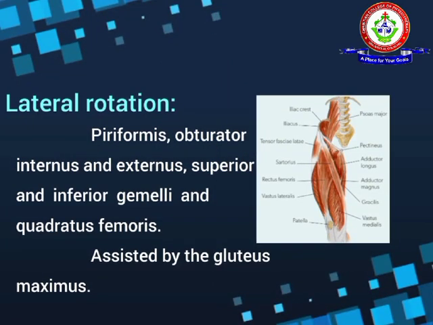latae. The muscles which are helpful for lateral rotation are piriformis, obturator internus and externus, superior and inferior gemelli and quadratus femoris, which is assisted by the gluteus maximus muscle.